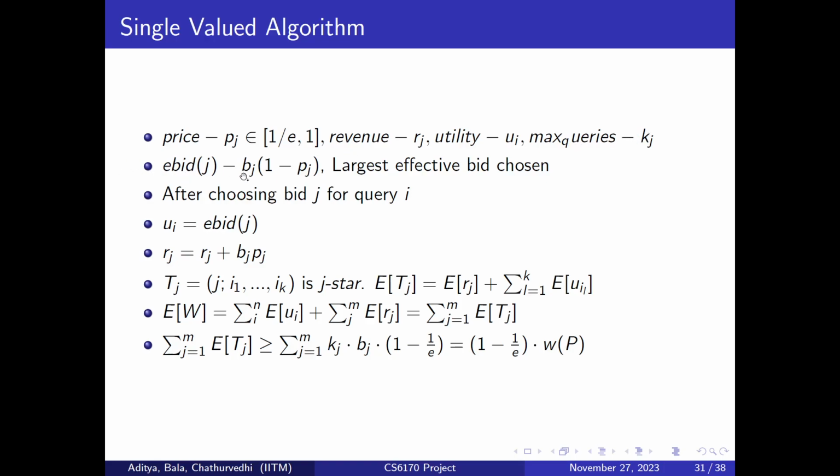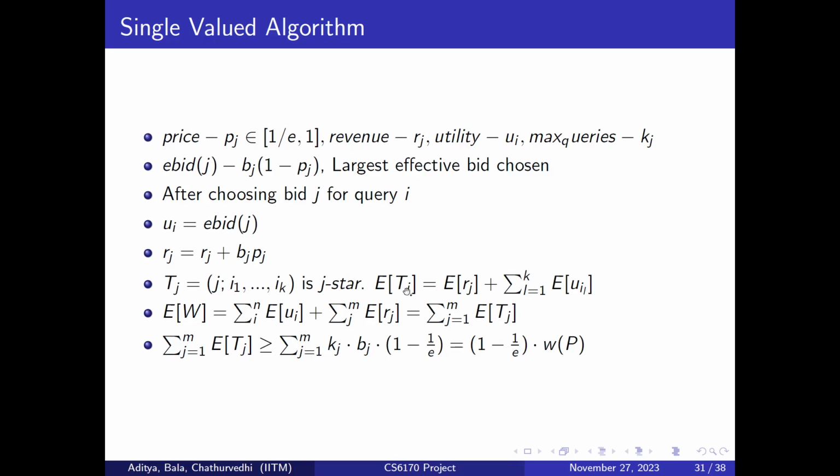We have a value called e-bid of j being the effective bid for each bidder. So when a query comes up, we look at all the possible available bidder options which have not maxed out their queries yet, and the largest effective bidder is chosen. After creating the matching, the utility of impression i will increase by e-bid j, and revenue increases by b_j into b_j. As you can see, the total increase is equal to the revenue of the added bid.